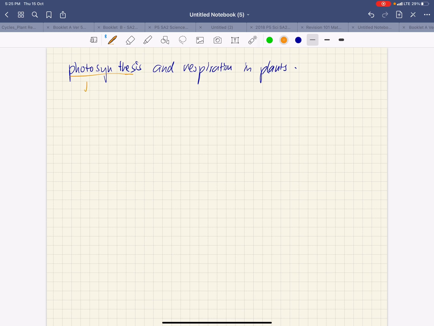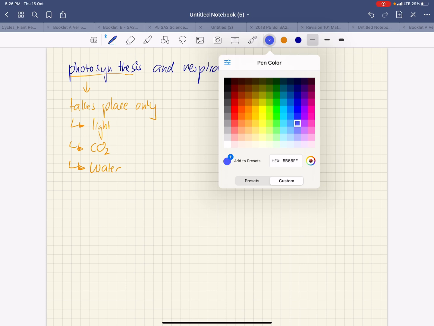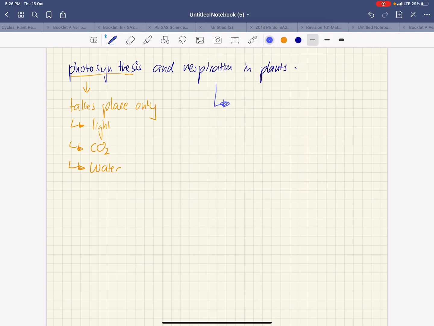Now, photosynthesis in plants takes place only when there is enough light, carbon dioxide, together with water and chlorophyll. CO2 is carbon dioxide, but please do not put this in your exam. You're not allowed to, you spell it in full. However, respiration takes place all the time.